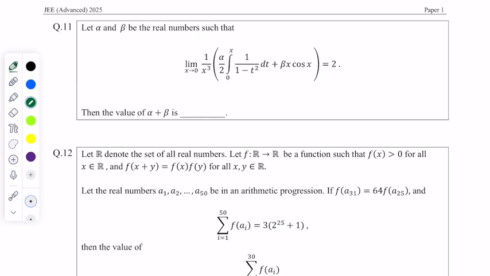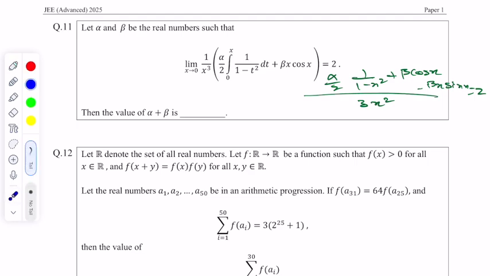Alright, this looks like a Newton-Leibniz, because it's a simple L'Hopital. If we differentiate it first, the denominator will be 3x square. If I use the simple L'Hopital, it will be alpha by 2 times 1 upon 1 minus x square plus beta cos x minus beta x sin x. This value is 2. Okay, from over here I think you can directly go ahead, maybe either with the series expansion, because doing L'Hopital again will be quite lengthy.